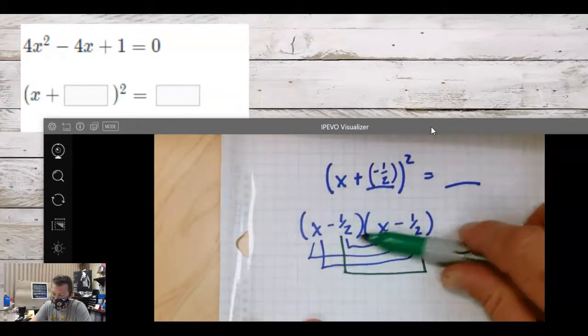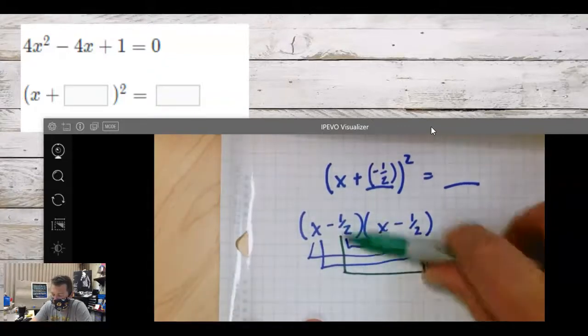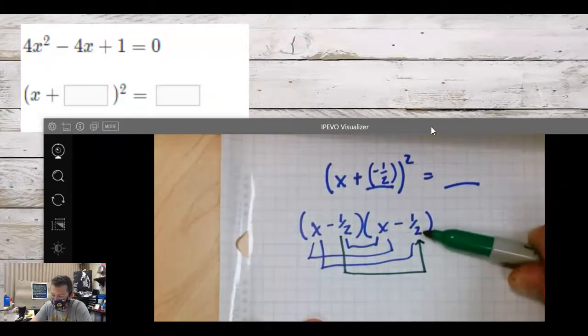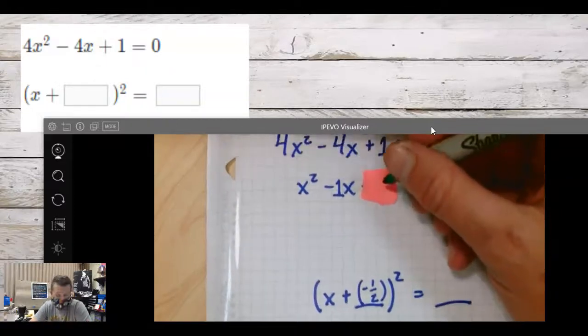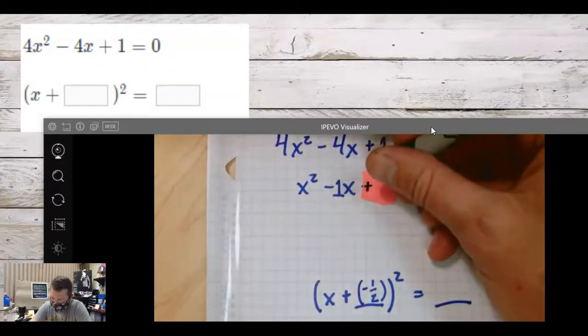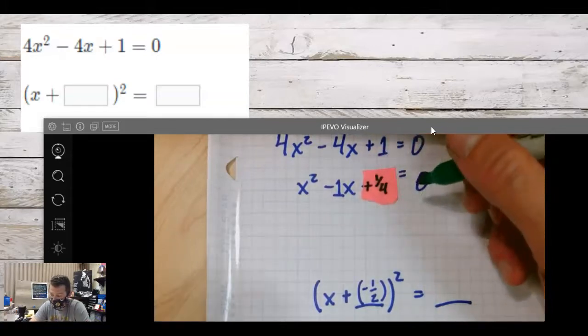So I checked my x squared. I checked my negative 1x. Now my last is negative half times negative half. Negative times negative will be positive, and what we want is positive 1/4. So this constant up here should be a positive 1/4 for this to be a complete the square problem.